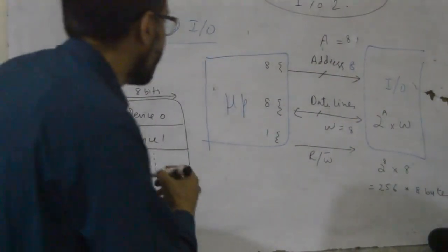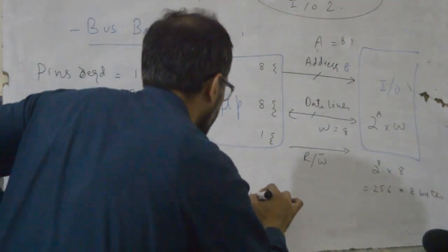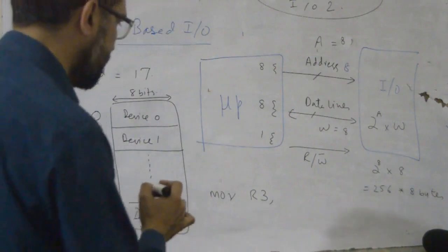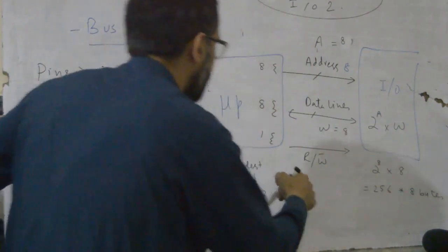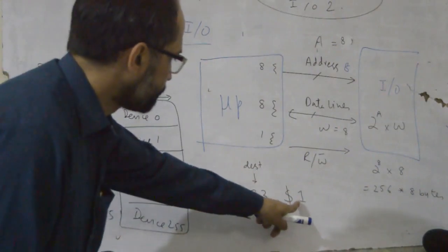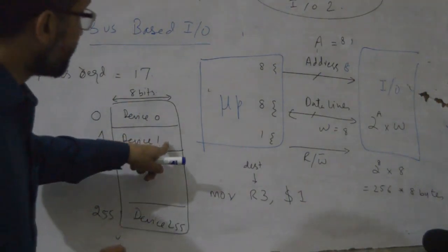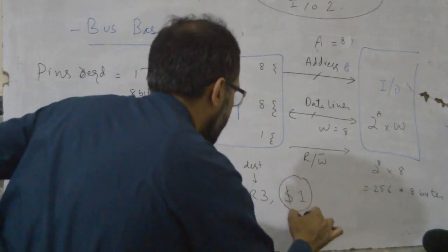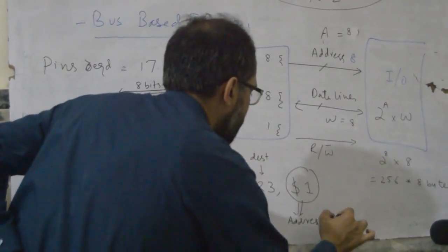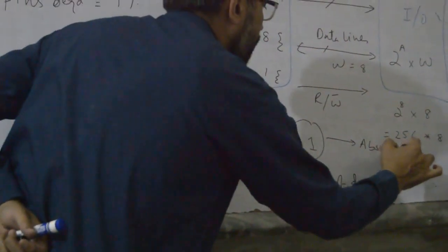So what will be the assembly for this device if we want to read the data? Let's assume we want to read the data from device 1. What you have to do is move R3, where R3 is your destination, and at address 1. So you want to read the data from address 1, and address 1 contains the address of device 1. So this is the address of device 1, and the addressing mode that we are using is absolute or direct addressing mode.